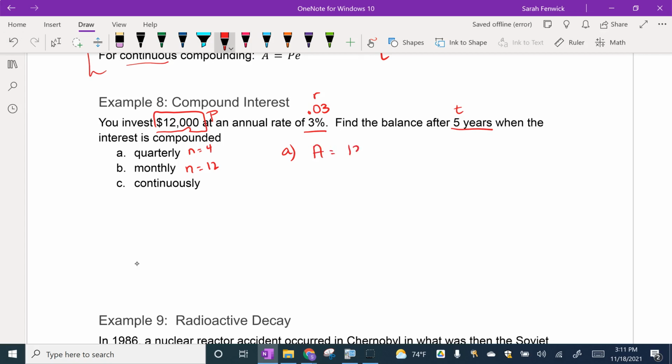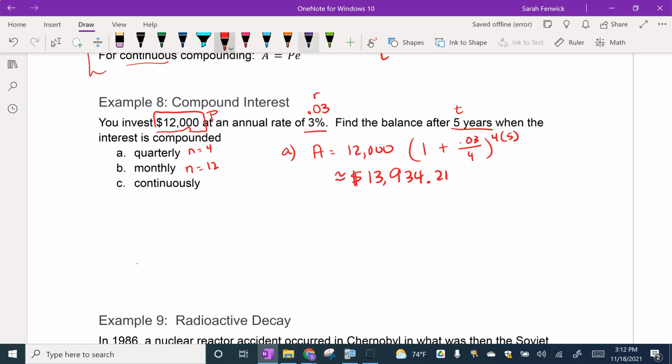A equals 12,000 times 1 plus R is 0.03 over N, 4 to the NT power. And when we do that, plug it all in, remember that this is money, we end up with approximately $13,934.21.